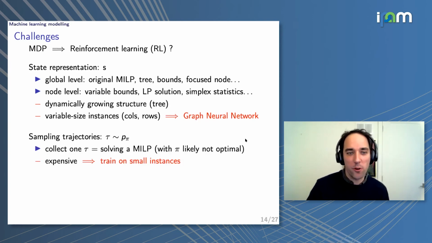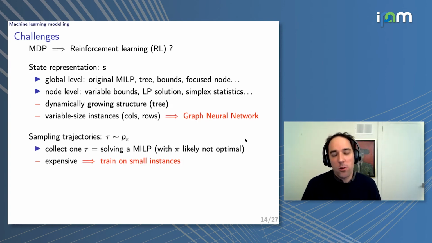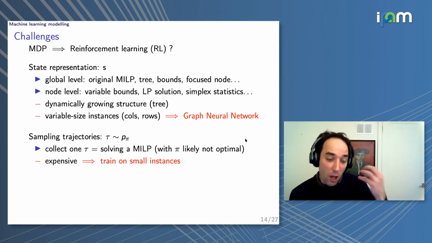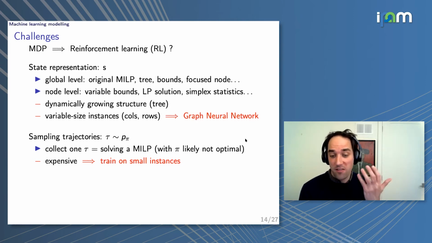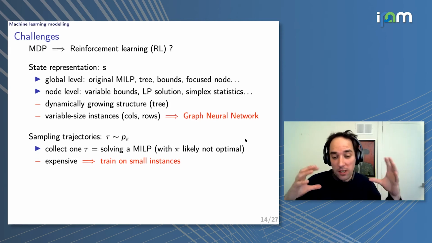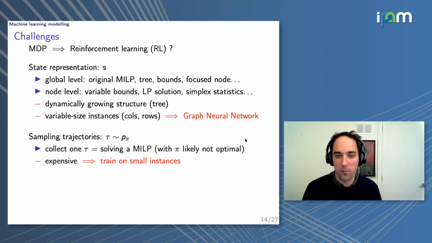If we go back to reinforcement learning, though, there are a few more challenges here. One is, how do you get episodes or trajectories? Well, you need to actually solve the MILP to get a trajectory. Okay, so if you're going to try to solve large MILPs, this can take a lot of time. This is especially true if the policy that you're using to solve the MILP is not very good, because it will lead to larger trees, and that usually takes more time.